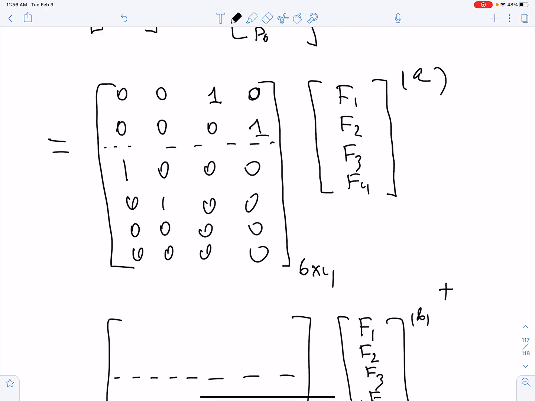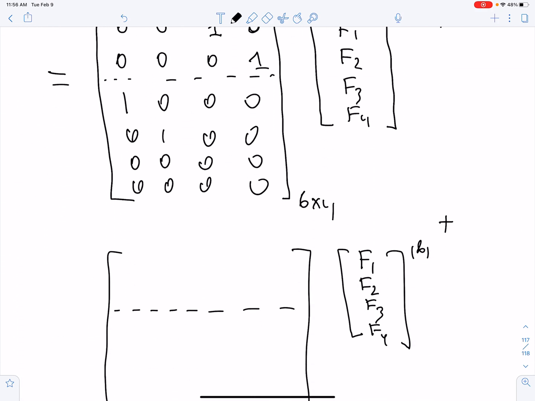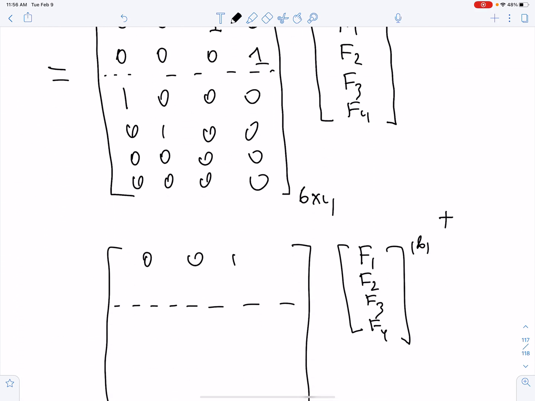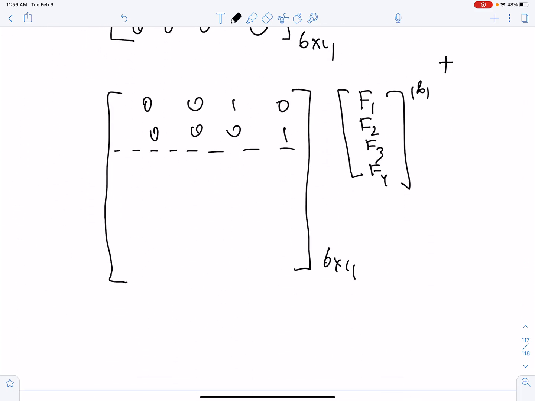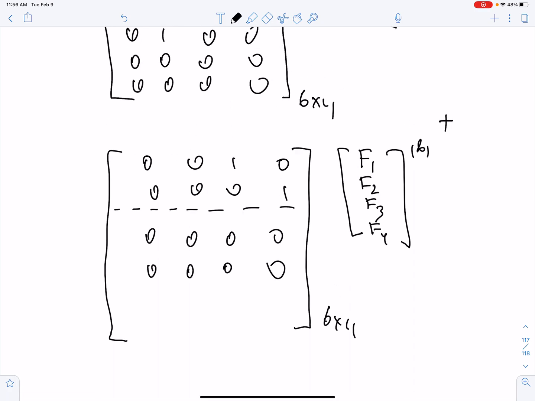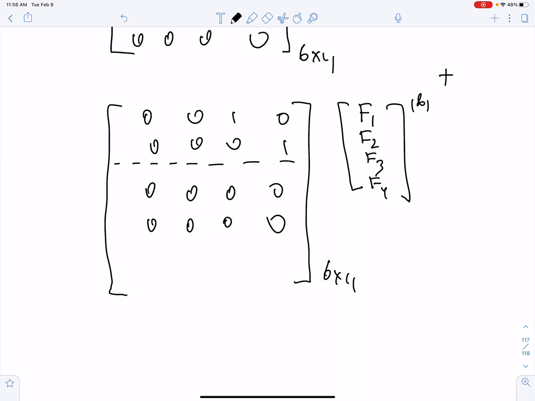Likewise here. Again, P1 is affected by F3, P2 by F4, so we pick up the same structure here, 0, 1, 0, 0, 0, 0, 1. Then P3 and P4 are independent of element B, which means that we pick up 2 rows of zeros. And then finally, P5 and P6 depend on F1 and F2, so we pick up 1 here, zeros, 0, 1, 0, like this.